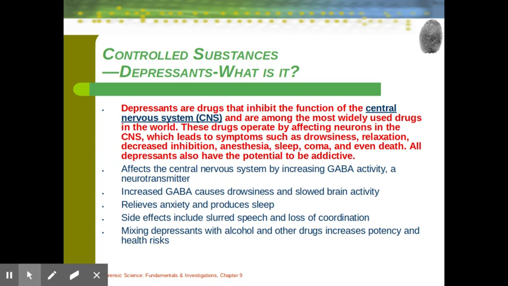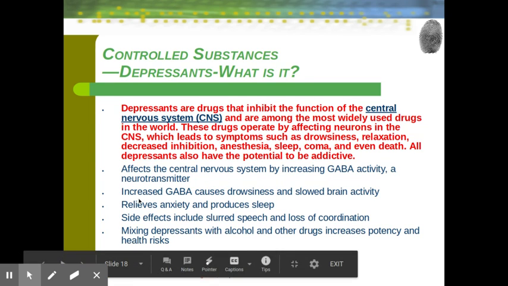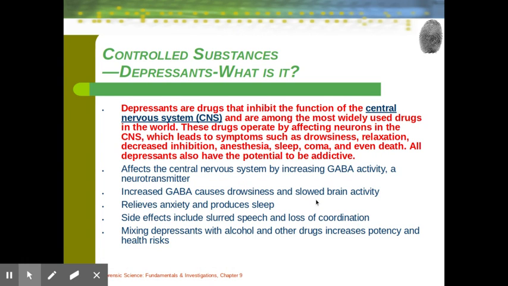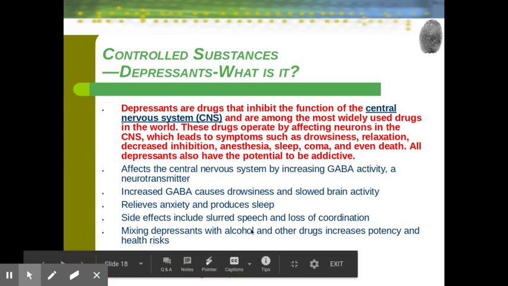So people, again, are trying to escape things and use these drugs to help them relax. I mean, you can get prescriptions, of course, if you have high anxiety. They might give you some drug like this to help relax you, but they can be addictive, and it slows down your brain activity. It can relieve anxiety and help you sleep, but you might have slurred speech, loss of coordination. And what happens sometimes, people are taking these depressants and then they drink alcohol, which is going to increase the potency, and then they wind up dying for that.